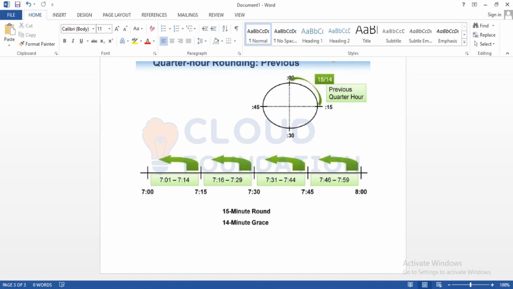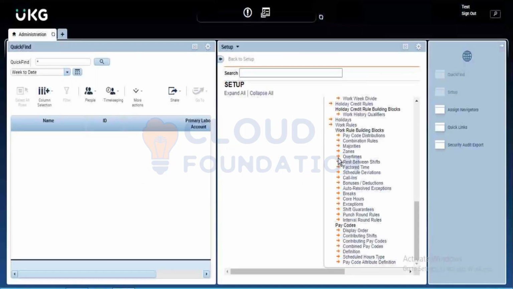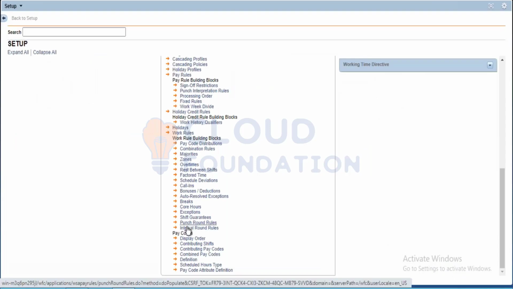Okay, so this is the concept of round and grace. Round and grace apply to both punch round and interval round. Punch round is going to round each and every punch, the in punch and the out punch. If you are working in a company, you have a badge. When you go in, it's not that you never come out; you also come out and then go back in. So there are multiple in and out punches, and the punch round rule handles all of those.